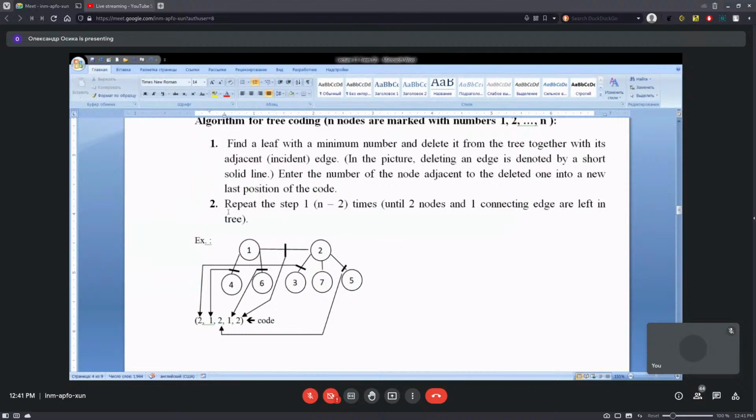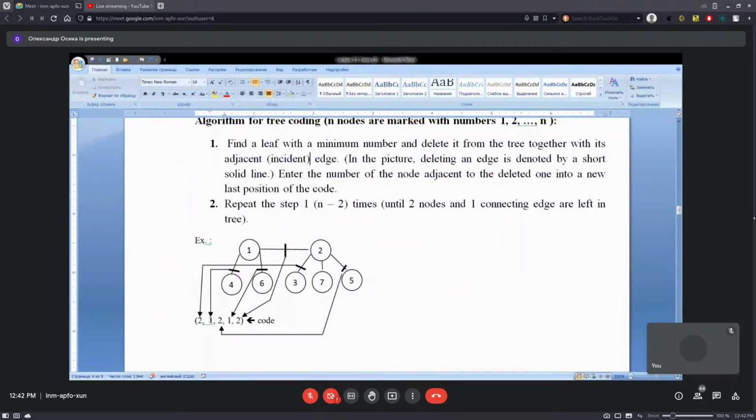Repeat step 2 n-2 times. Now we are searching for a leaf with the minimum number, which is 4. Delete this leaf together with the incident edge, and after that, we write 1 into the code.